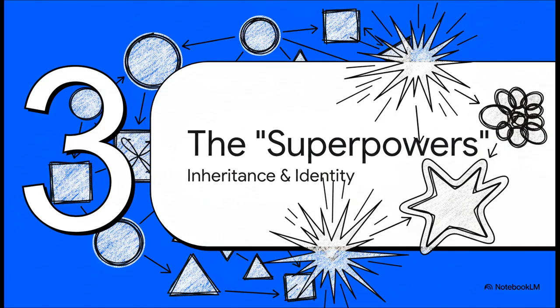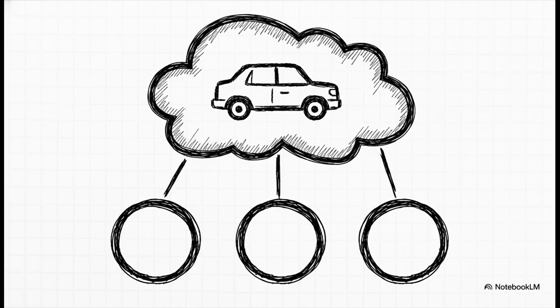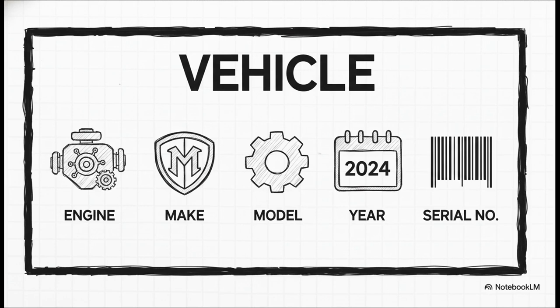There are two concepts, inheritance and identity, that let us map out the real world in a way that simple tables could only dream of. All right, inheritance. This is all about being smart and efficient. It's a way to avoid repeating yourself over and over by setting up a kind of family tree for your data. You start broad. For example, we can create a vehicle class.